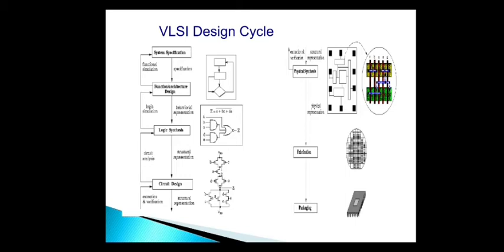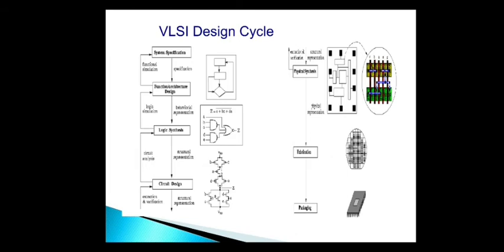Next block is logic synthesis. This logic synthesis is a process of defining that IC into gates. It is also called RTL. For example, here we have considered Z = (A + BC + DE) whole bar, and its gate structure is shown in the figure.